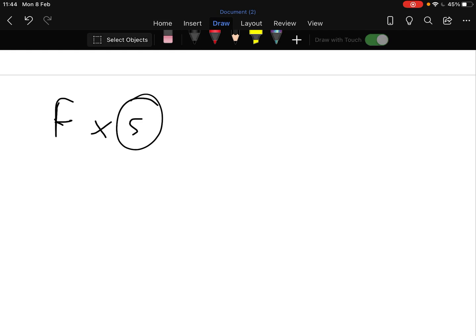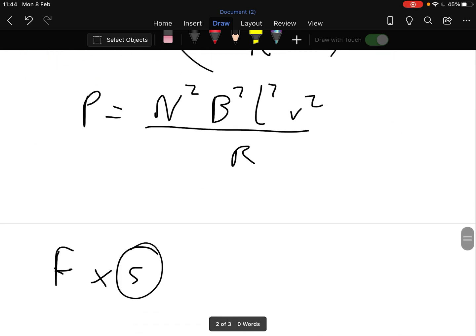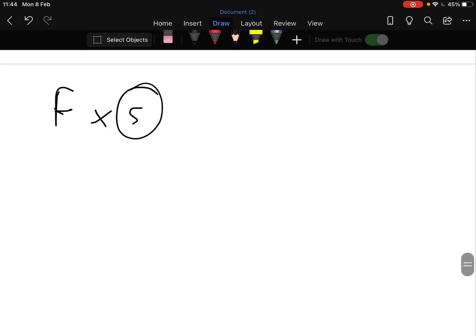So let me see now. If you left it as that, you would have force is equal to N squared, B squared, L squared, V squared all over R times displacement. Yeah, that's usually what you would do. You would say R multiplied by the displacement, that's F. But I think in the back of the book, it says that it doesn't want that. It doesn't want S there at all. So we have to try to get rid of the S. The answer in the back of the book was slightly different here.